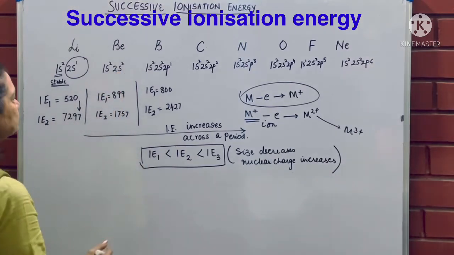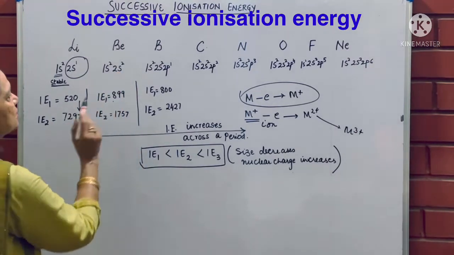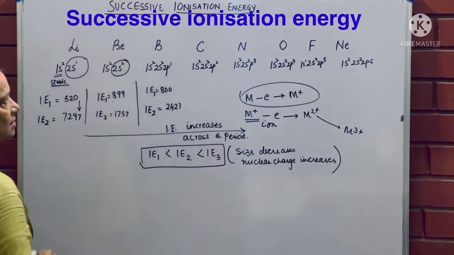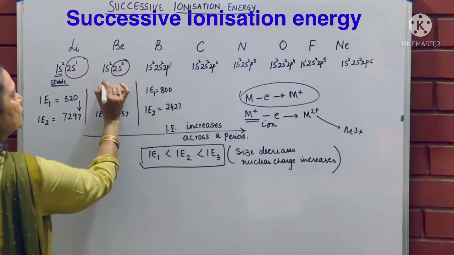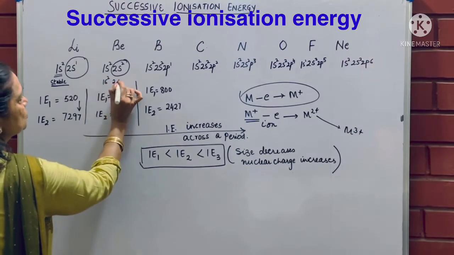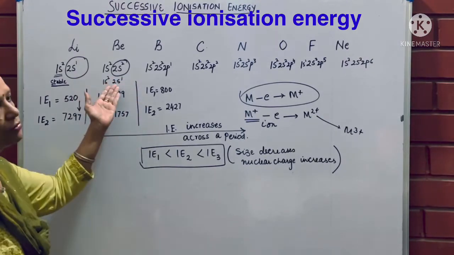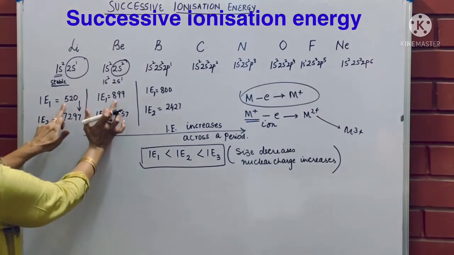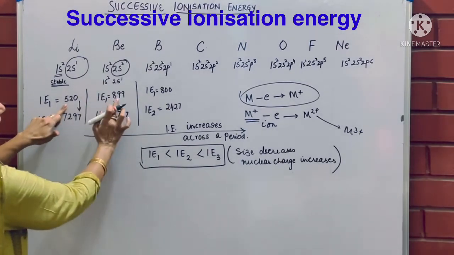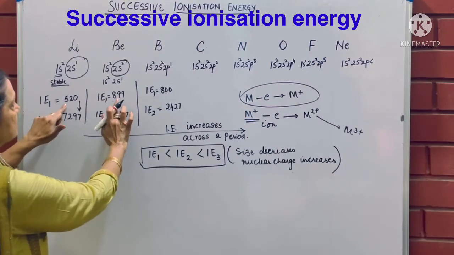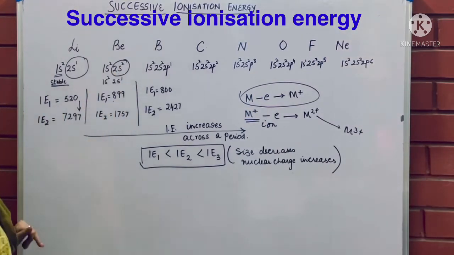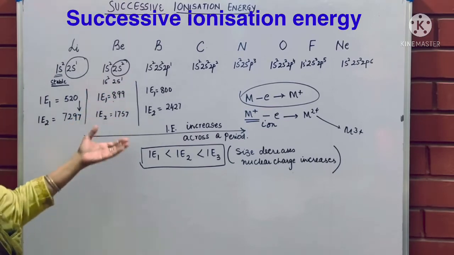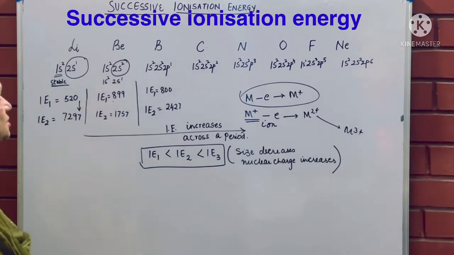Now see here, the first ionization energy in itself is high because this is already stable. On losing an electron, it will become 1s2, 2s1, and so more energy will be required to take out this one. If I am comparing these two, this has become higher than this, much higher than this, because of the stability of beryllium atom at its first stage. So second ionization energy has to be high.